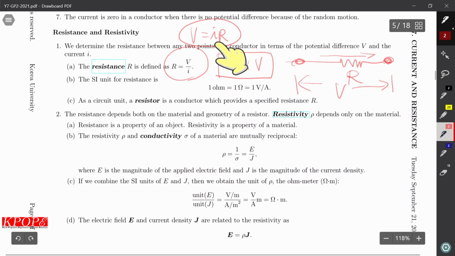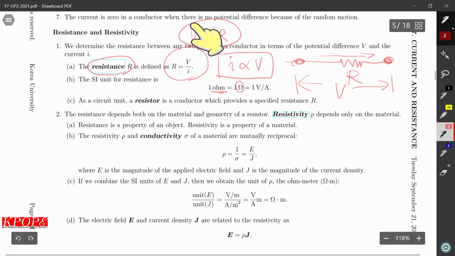So current I is proportional to the potential difference between the two terminals of a resistor. A resistor is a circuit element, a physical element, and resistance is this proportionality constant. The SI unit for this resistance is called ohm, and the symbol is omega. We do not read it omega, but it is ohm.